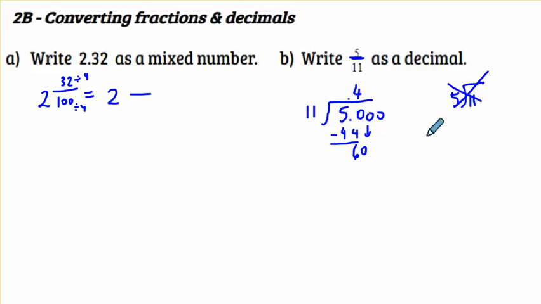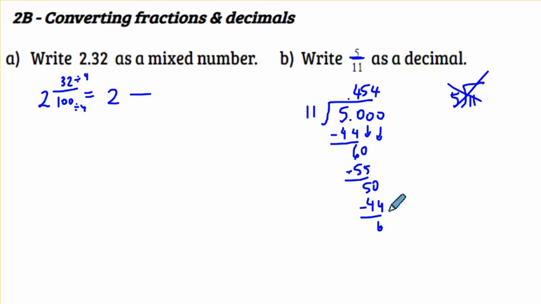I'm going to bring down another 0. 11 goes into 60 5 times. 5 times 11 is 55. I subtract. 60 minus 55 is 5. And I'll bring down a 0, and this is looking really familiar. 11 goes into 50 4 times. 4 times 11 is 44.